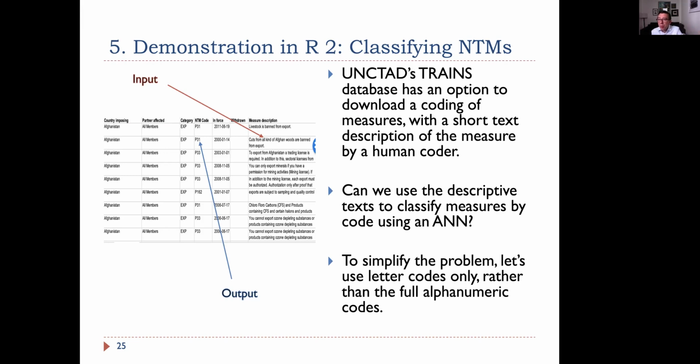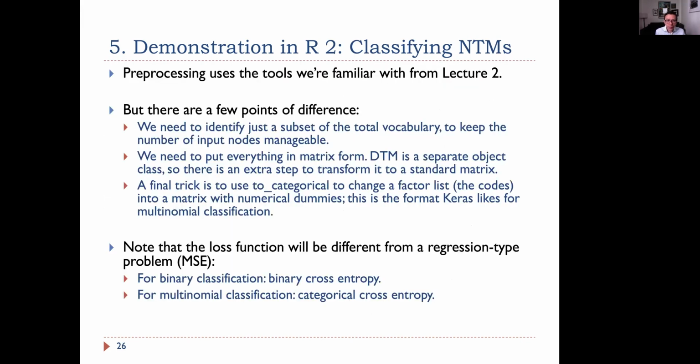We're going to simplify the problem by looking at the letter codes only. We're not going to do the full alphanumeric code for each of these. If you want to extend the work, please feel free to do that. But we're just going to look at the letters. So basically classifying these NTMs into the right chapter based on the text. So pre-processing is going to use the tools that you're already familiar with from the previous lecture, but there are a few points of difference.